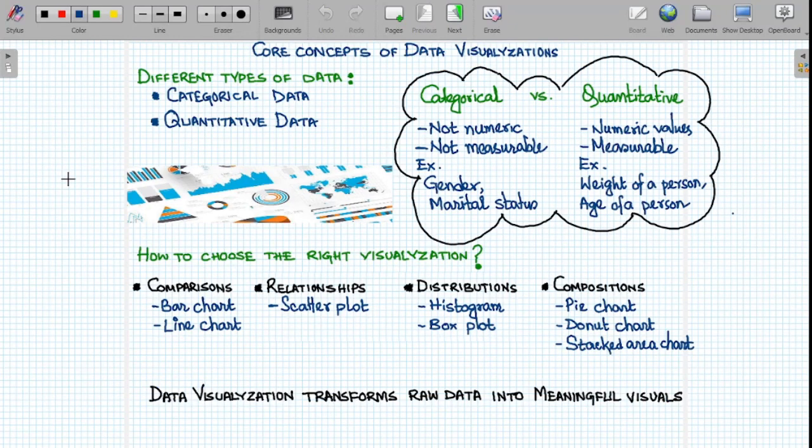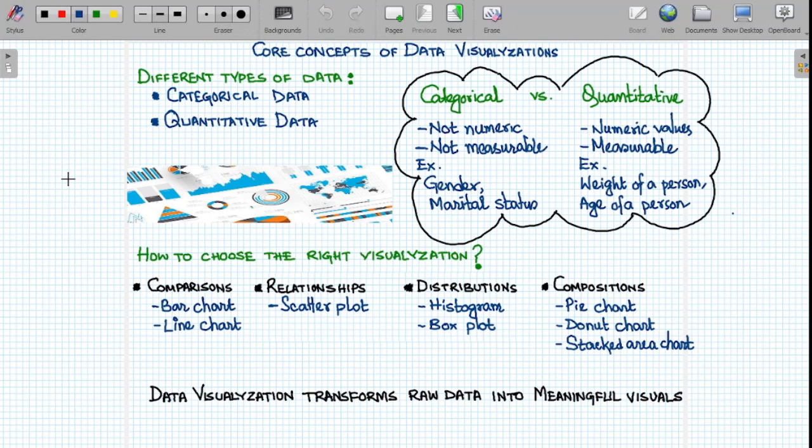Let's understand the takeaway from this session. In this session, we have understood what are the different types of data available. We realized the difference between categorical data and quantitative data. We have gone through each and every plot and chart, explored them to understand when to use those plots, and furthermore, when not to use those plots. You are ready to identify the right visualization for your data visualization project.